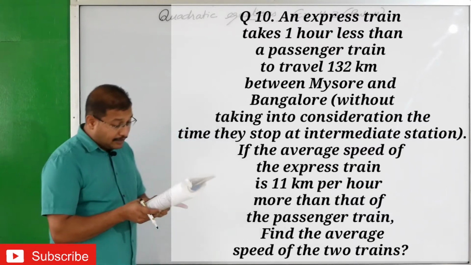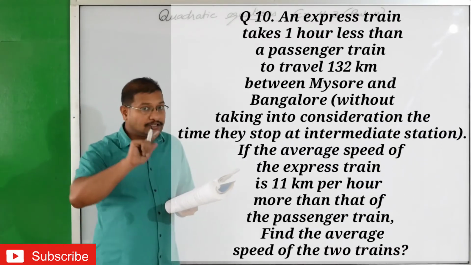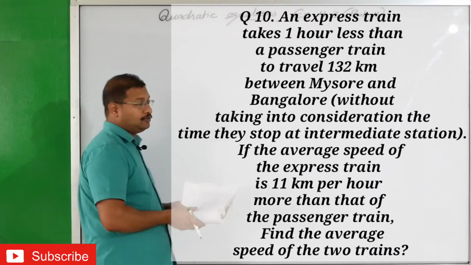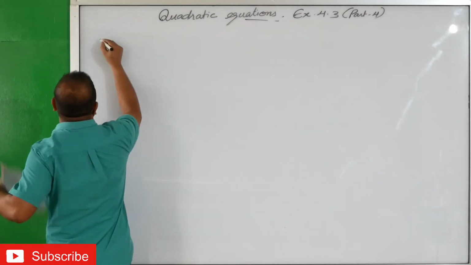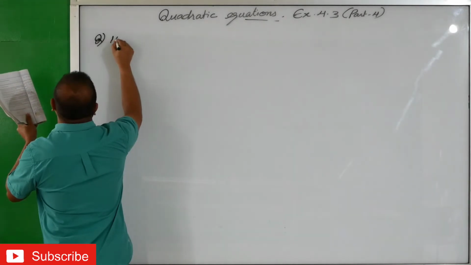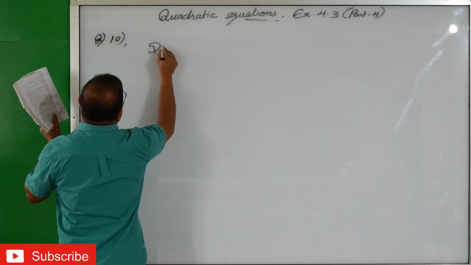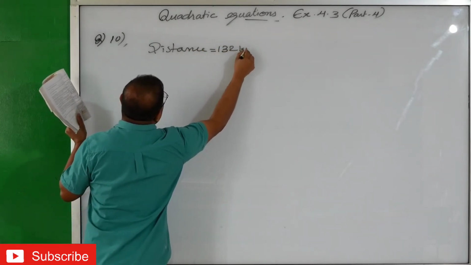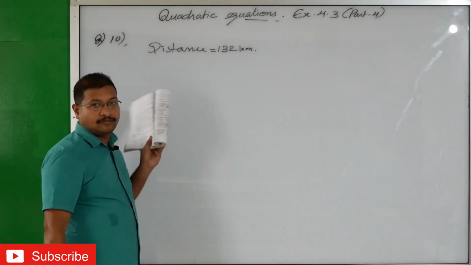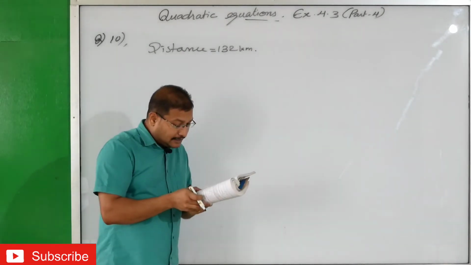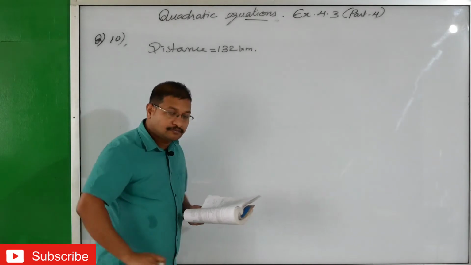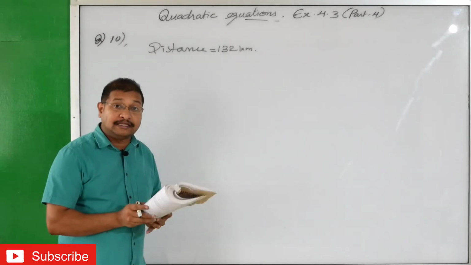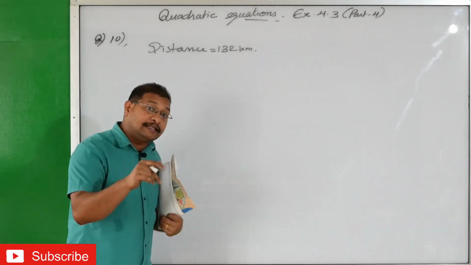Ready? So what is given here? They gave the distance between Mysore and Bangalore, that is 132 kilometers. Now, what is the next condition? The average speed of the express train is 11 km per hour more than the passenger train.